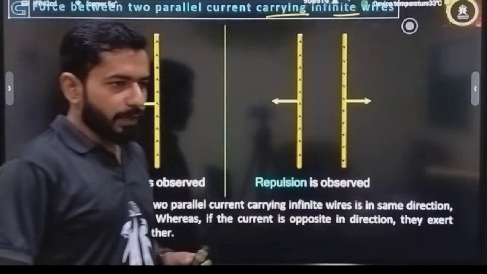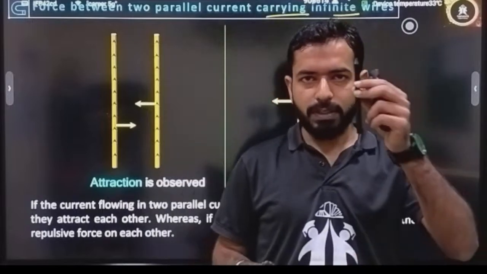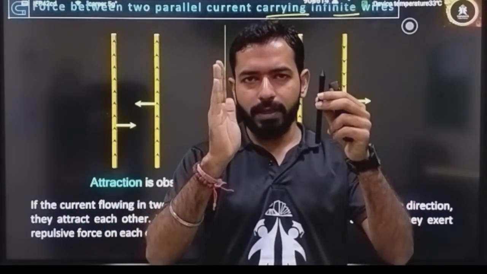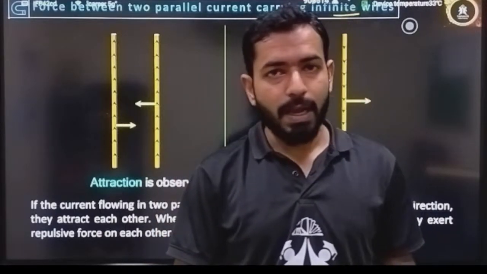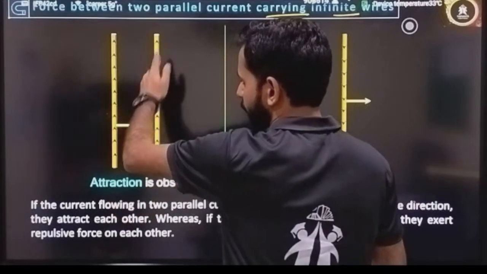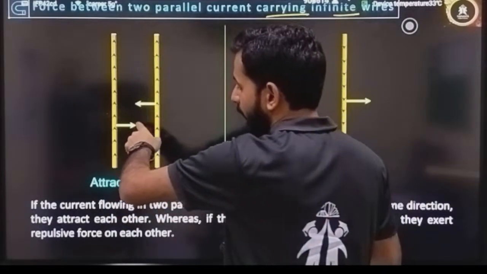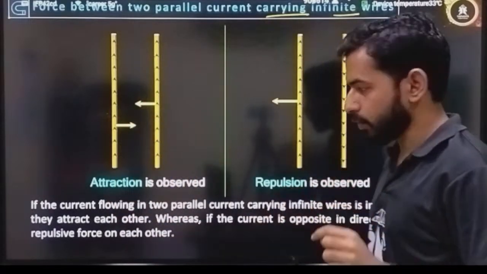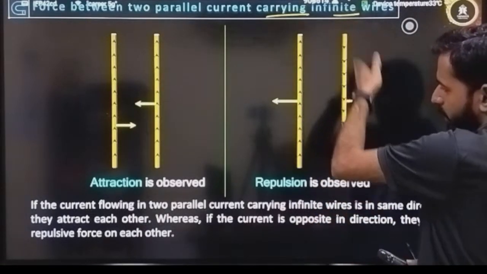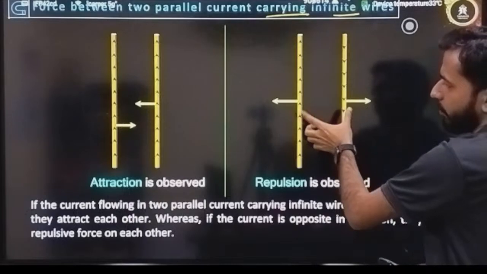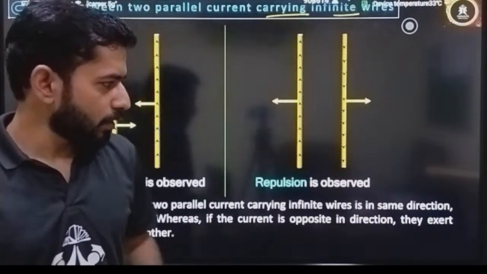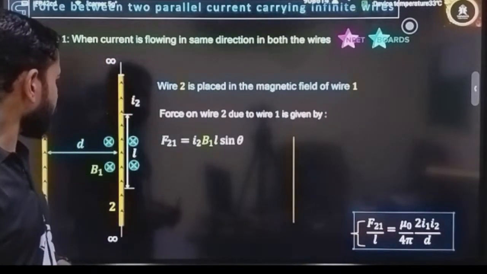So now, firstly the orientation was that the first wire was vertical and the second wire was horizontal. What will be happening if I take both as vertical? Always remember this: if the direction of current for both the infinite wires is the same, what kind of force will you have? Attractive forces. If the direction of current is opposite, one going upward and the other coming downward, then you will have repulsive forces. Remember this thing.